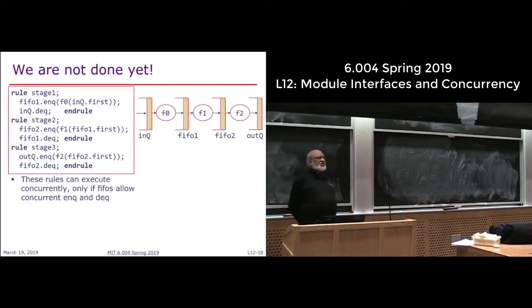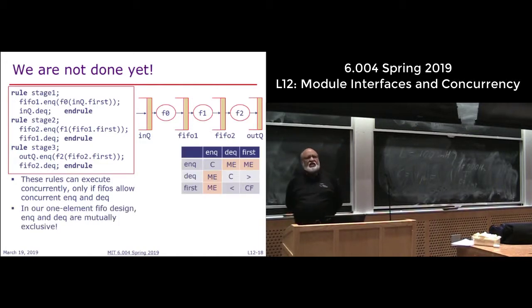So I started with this example, and we said at that time, yes, these rules can execute together, provided the FIFO has the right characteristics, provided the FIFO that you have designed can do NQ and DQ together. If you go and examine the FIFO that we had built for one element FIFO, its conflict matrix looks like this. And what does that tell you?